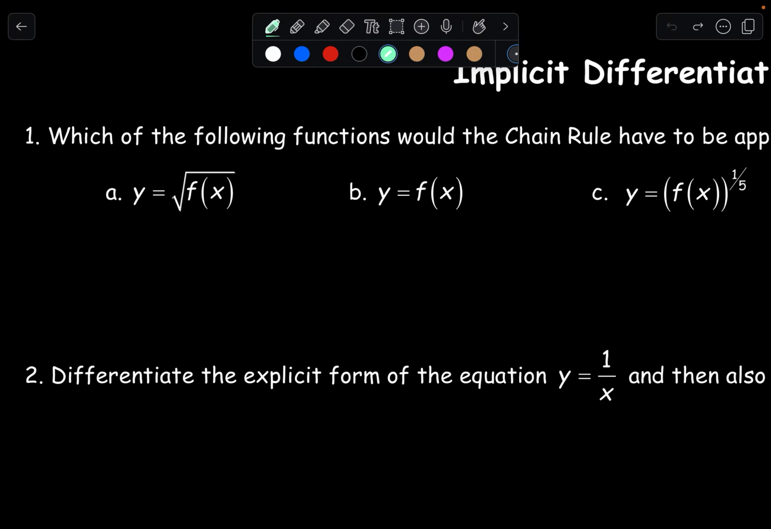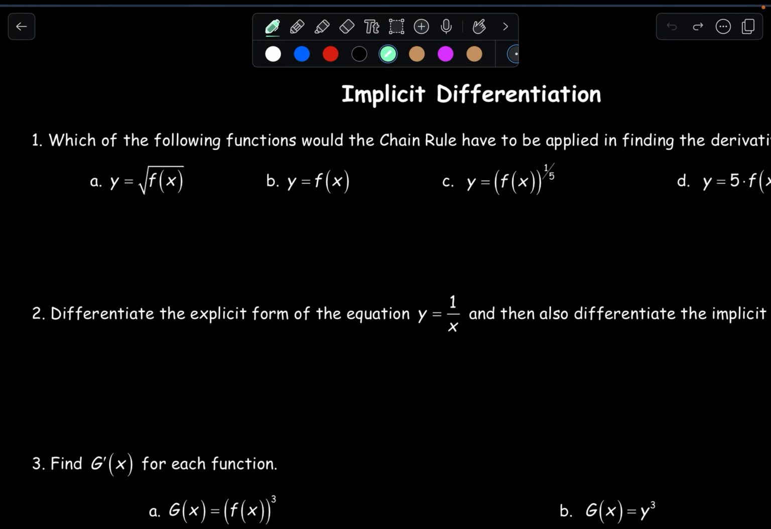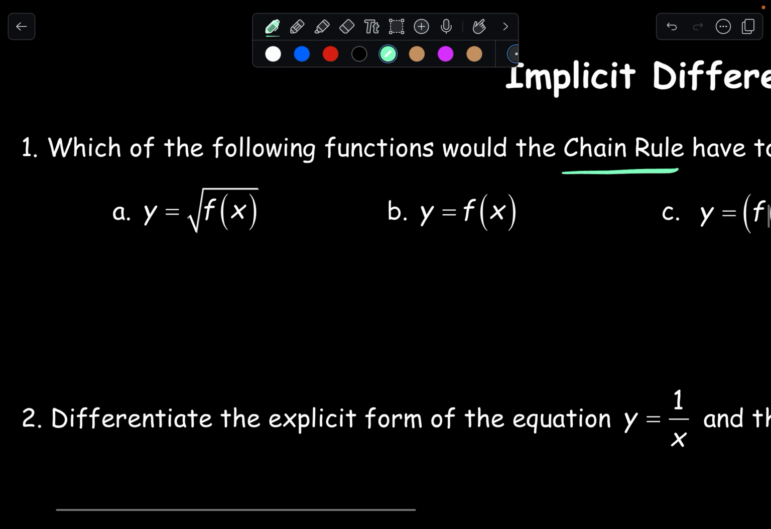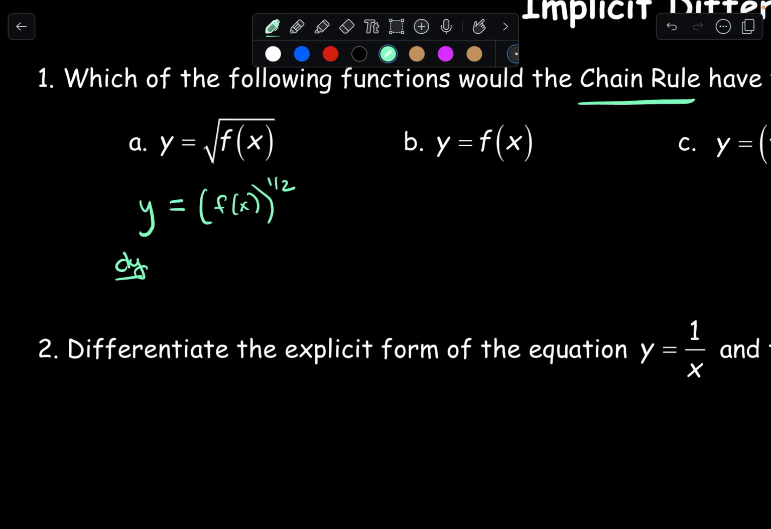So just a quick review. Which of the following functions would the chain rule have to be applied in finding the derivative of y? Recognizing when to use the chain rule, you basically have to recognize composite functions, okay? If we were to rewrite y, y is equal to f of x to the power of 1/2. So the outer function would be the square root, and the inner function would be f of x. If we differentiate y with respect to x, we bring the 1/2 to the front. That means f of x is now to the power of negative 1/2, and then we take the derivative of the inside, which is f of x. So that would be f prime of x.